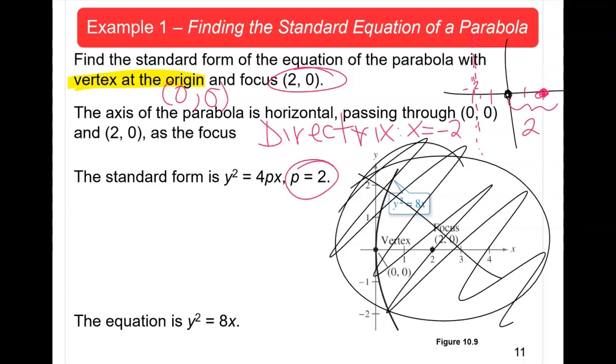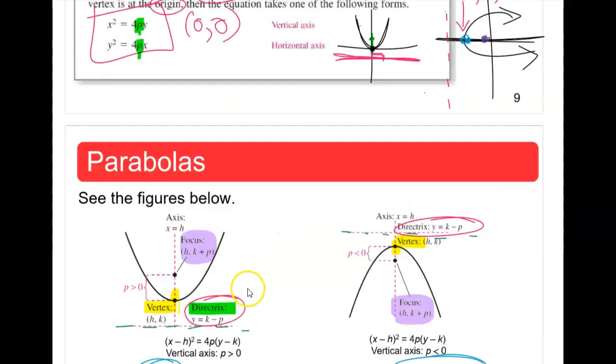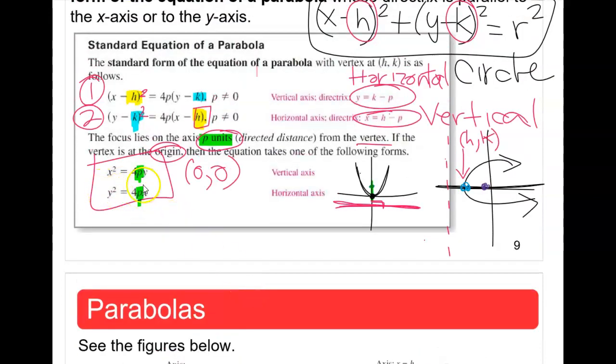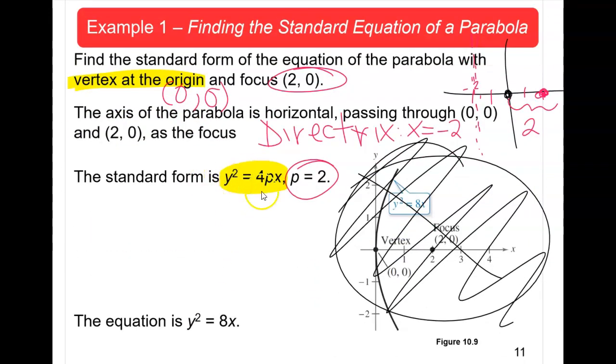So the standard form for that equation, of the form that opens sideways, if you go back to your formulas, you can see here that it will be y squared is equal to 4px. And that is what we have written down here.